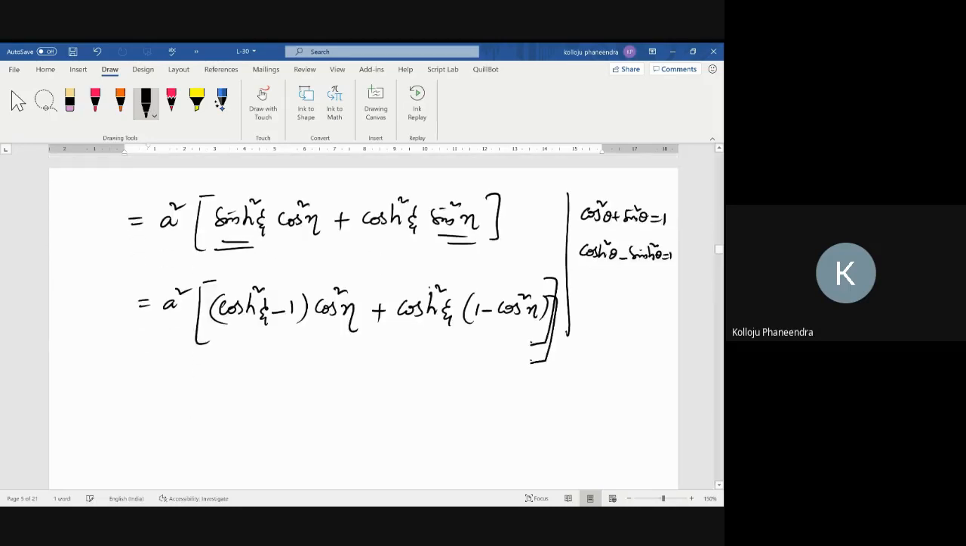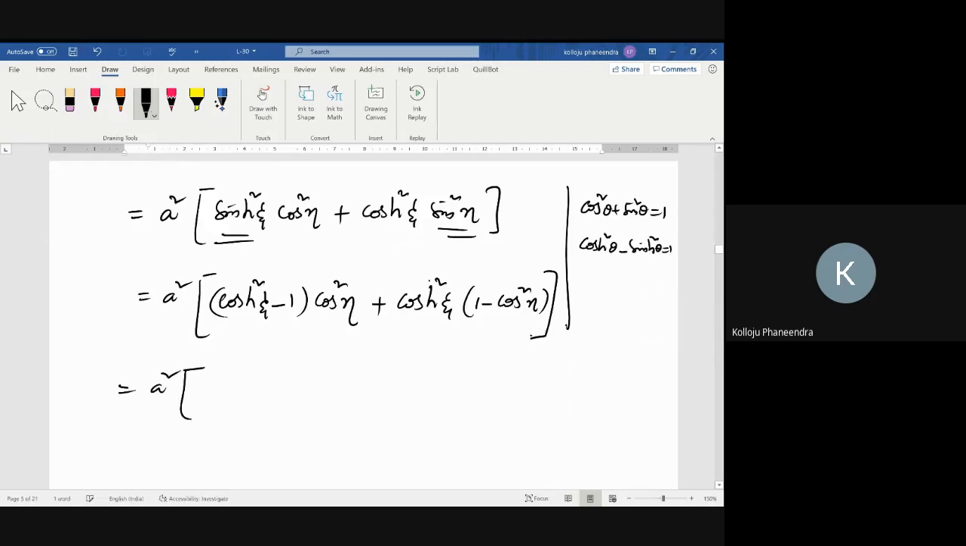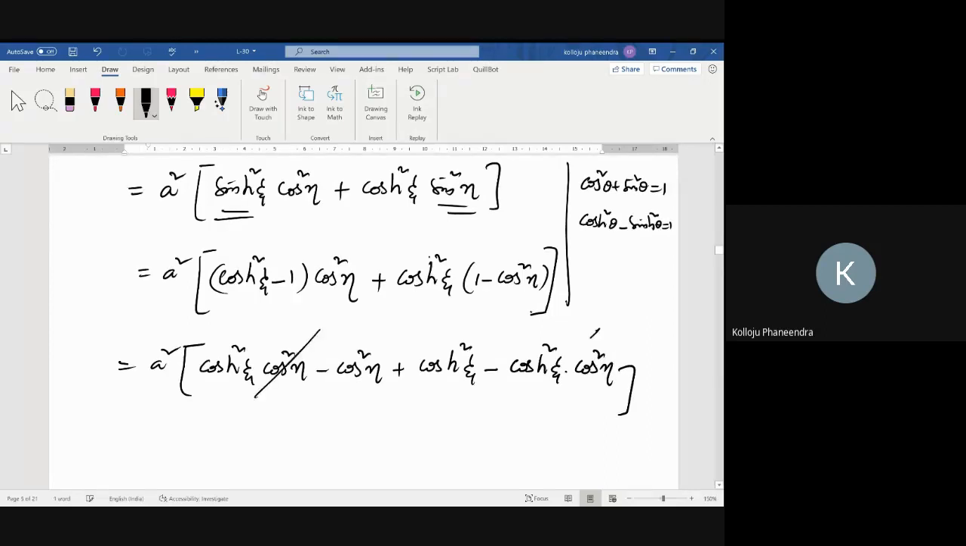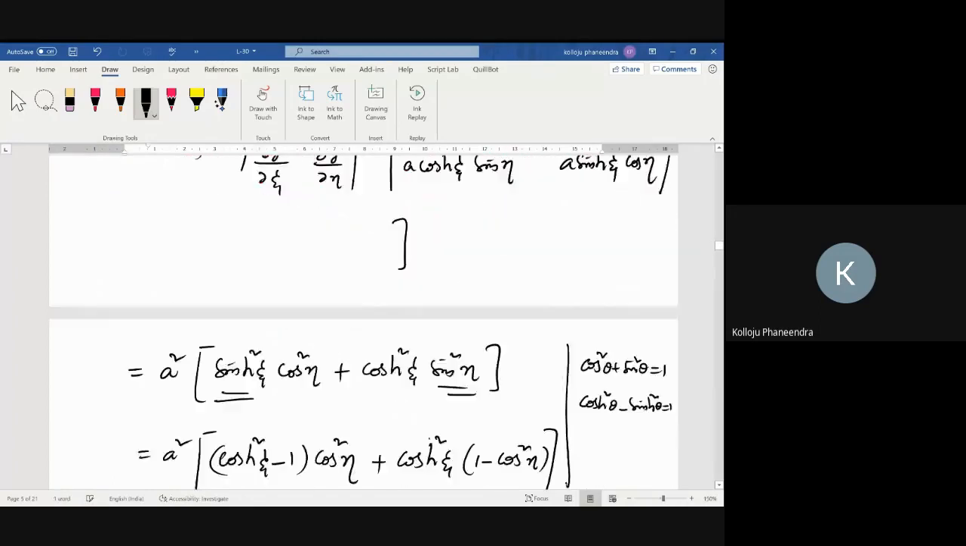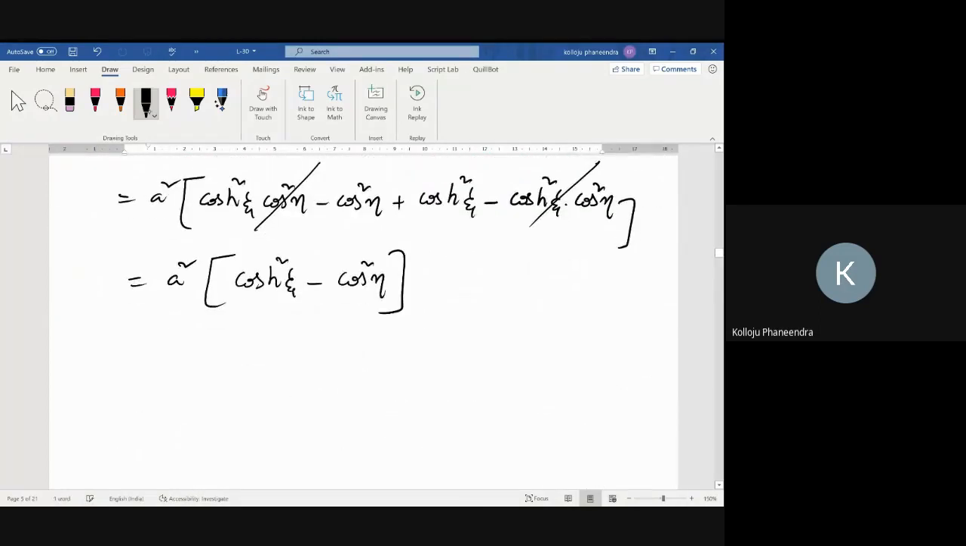Right? Now, if I take the product, this is a square, cosh square xi cos square eta minus cos square eta plus cosh square xi minus cosh square xi cos square eta. These two get cancelled. So remaining part a square into cosh square xi minus cos square eta, right? But what is the answer saying? Answer is in terms of 2 xi, 2 eta. So I have to express this one in terms of 2 theta.